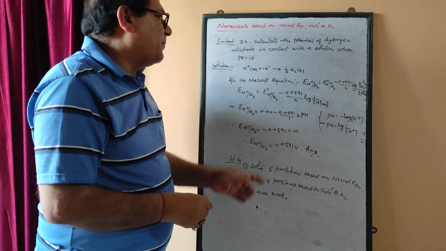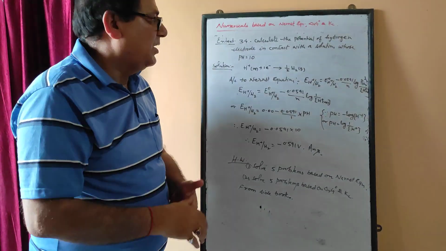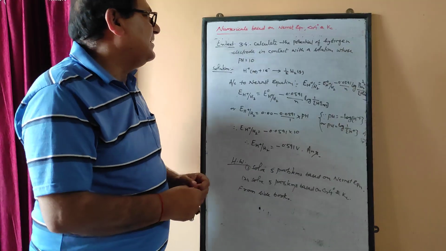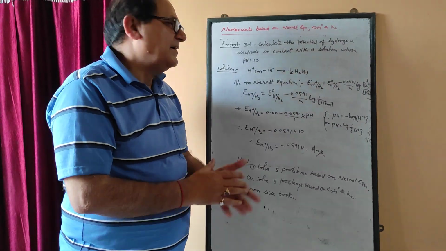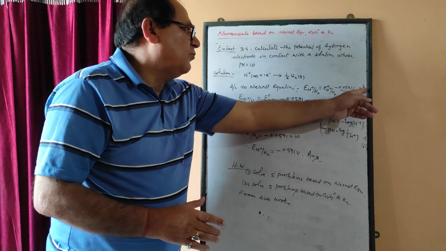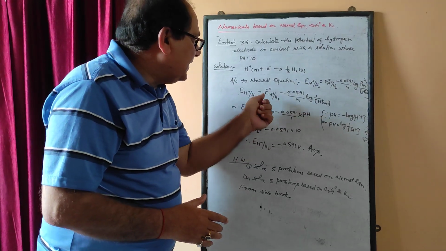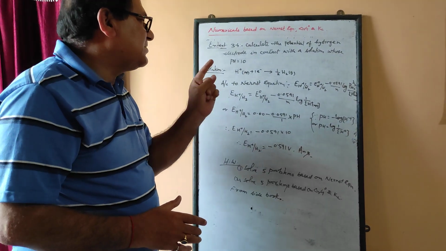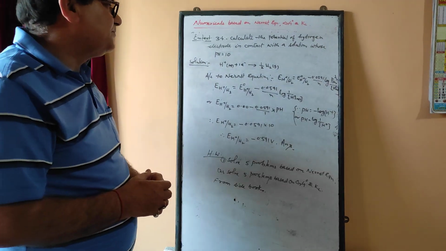In numericals, if pressure has been given, suppose the pressure of hydrogen is 2 or 3, you must use the partial pressure of the hydrogen. But here, in a standard condition, the pressure of hydrogen is 1. It is not given, so we assume it is 1. So this value will be 1. So that will be E naught H plus/H2 minus 0.0591 by n log 1 by H plus aqueous.